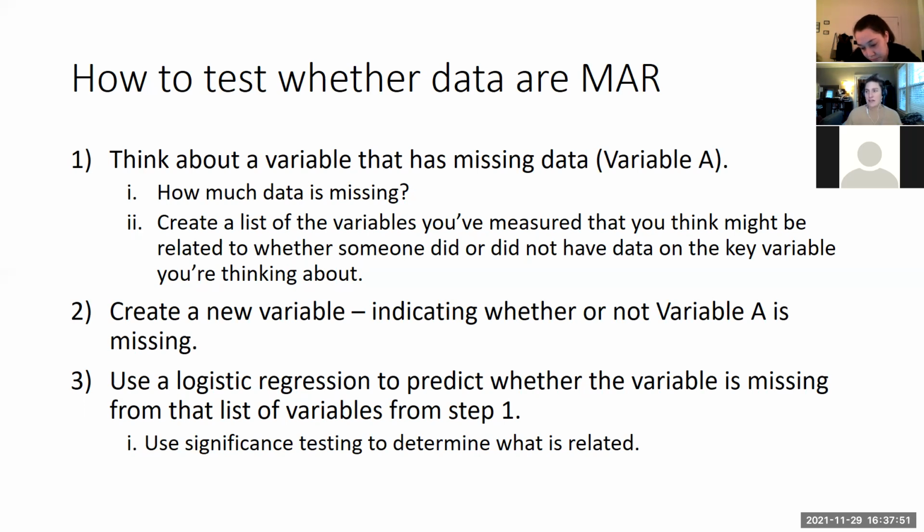And once you've identified a variable, the next thing that you'll do is within the data, you would look at how much data is missing on that variable. I won't make you do that right now because I'll walk you through how that works in a minute. And then next is to sit and theorize for a bit. So next is to create a list of the variables that you have measured that you think might be related to whether or not you have data on this person on this variable.